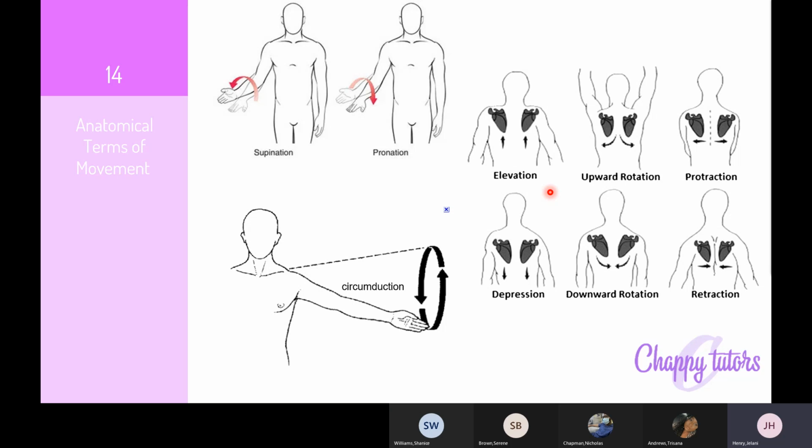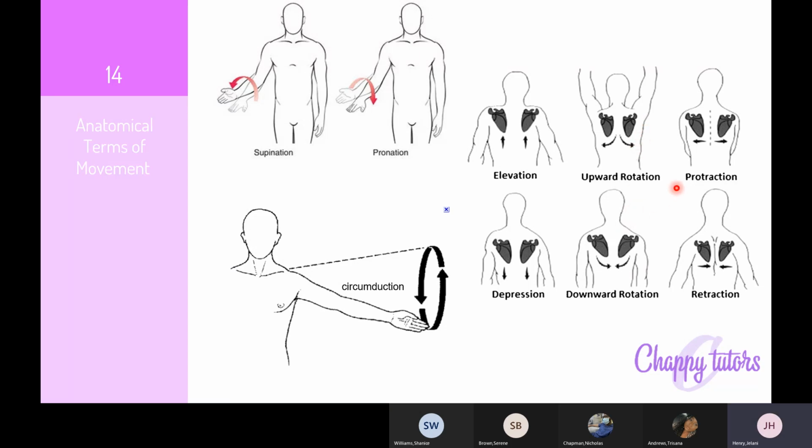Right? Next, we have upward rotation and downward rotation of the scapula. Upward rotation, this point on the scapula here, which you would come to know as the inferior angle, when that moves in an upward direction, outward and upward, that is upward rotation of the scapula, and the opposite, downward rotation. So you're bringing the point of the scapula downwards and medially, right? In upward rotation, the point of the scapula rotates laterally and upward, right?